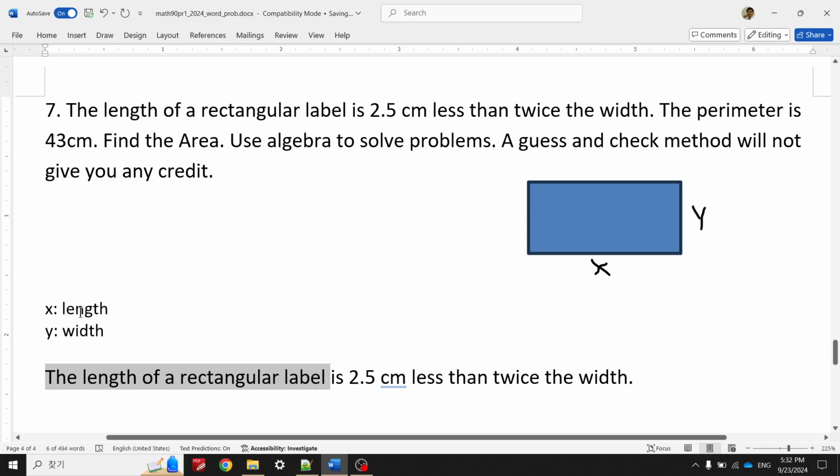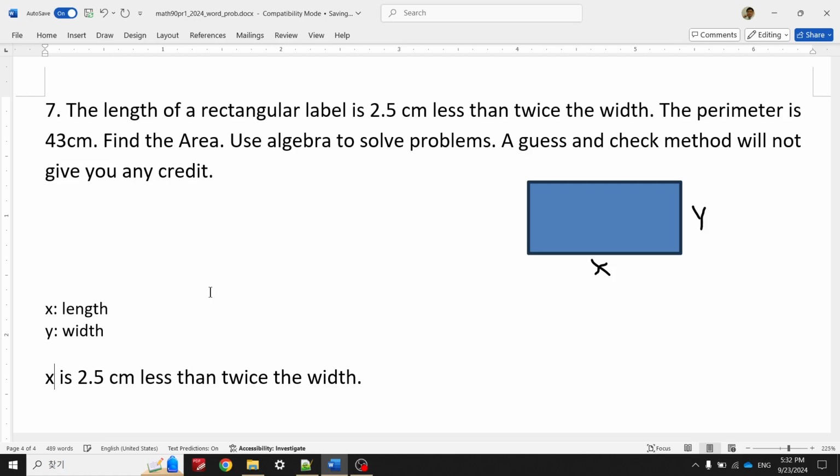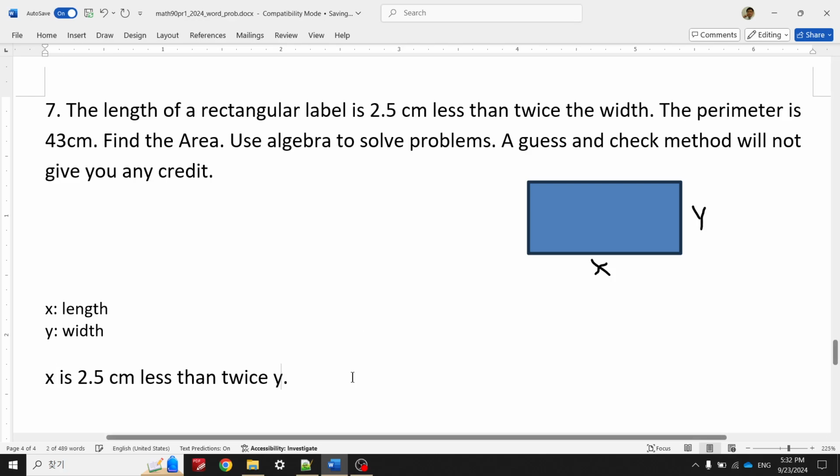That's our x, isn't it? So replace that by x. Now, what's the width? The width is y. Replace that by y. Okay, that looks a lot simpler.